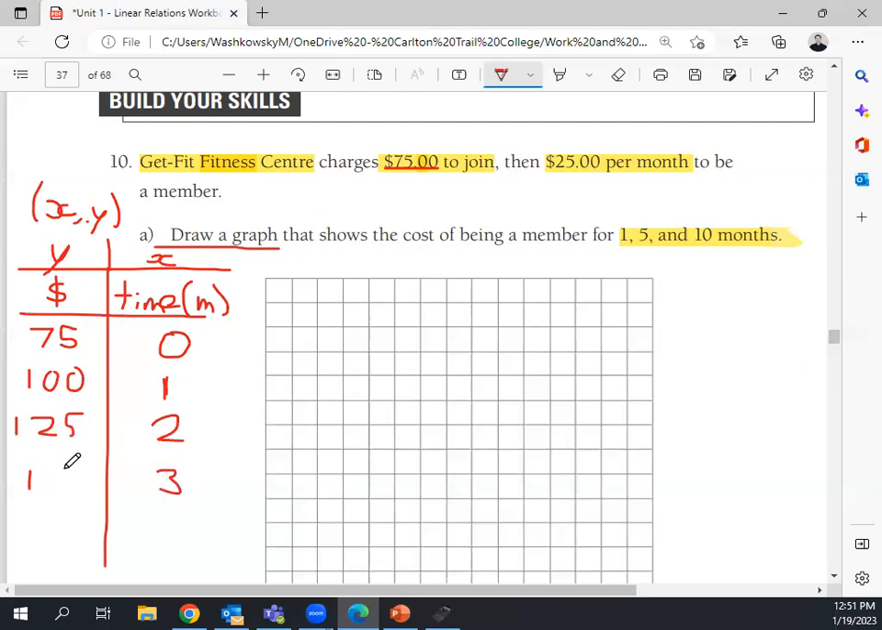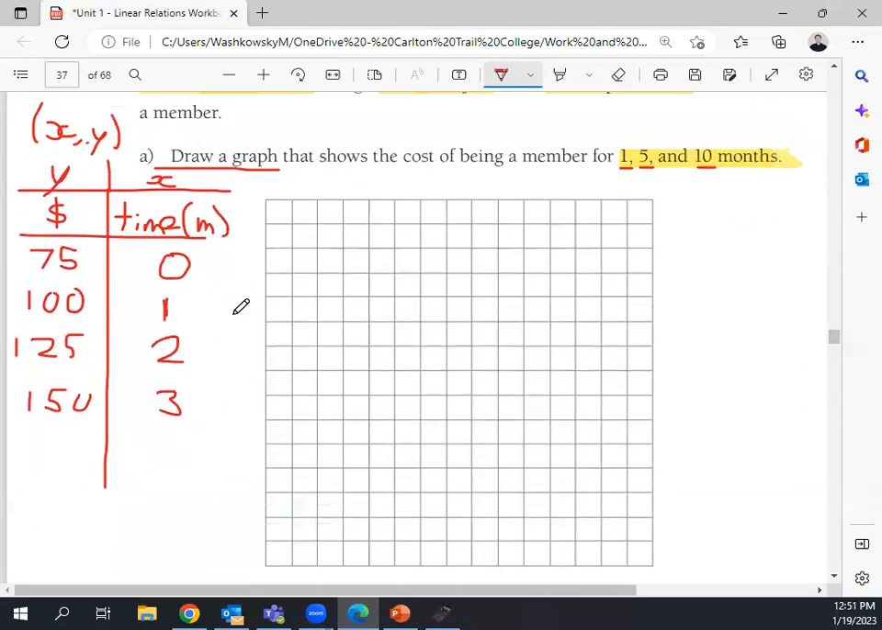You don't need to put a lot of stuff here, just a bit. Oh, sorry. They want us to do 1, 5, and 10. So you don't need to do the 2 and the 3 if they don't ask you to. You can if you want, but I'm just going to go straight now to the 5 and straight to the 10.